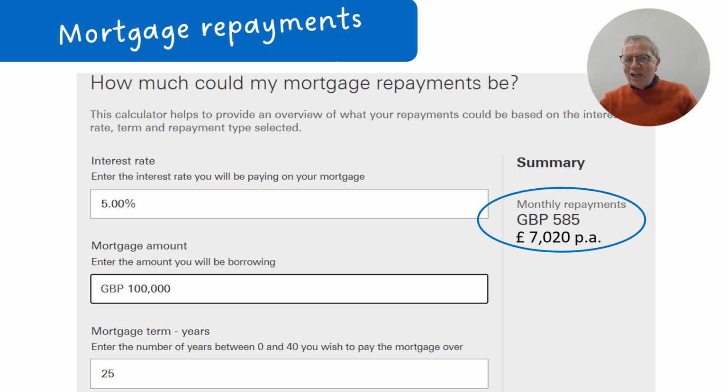So let's look at the mortgage repayments. This is a screenshot of a simple online calculator. So we're using a £100,000 mortgage with an interest rate of 5% and a mortgage term of 25 years. The monthly payments are £585, which comes out at £7,000 per annum.